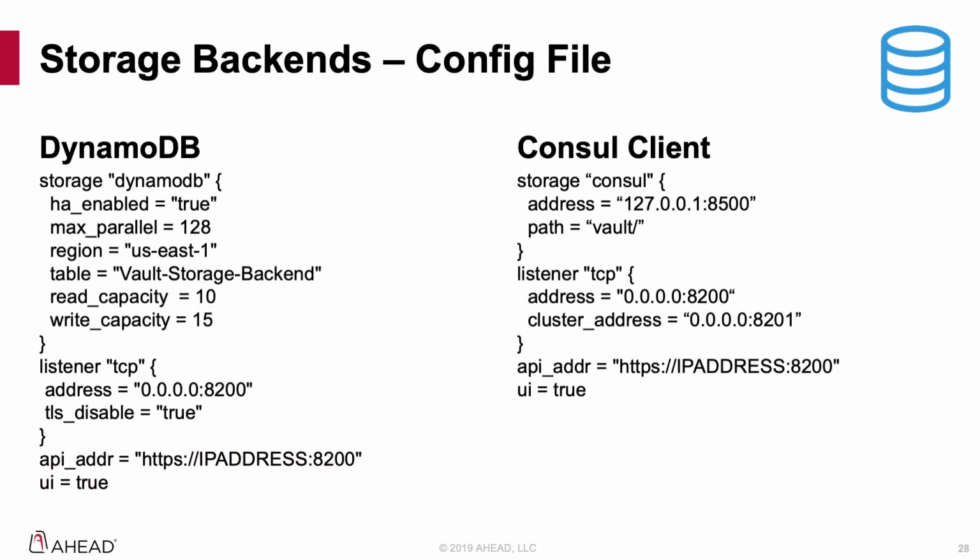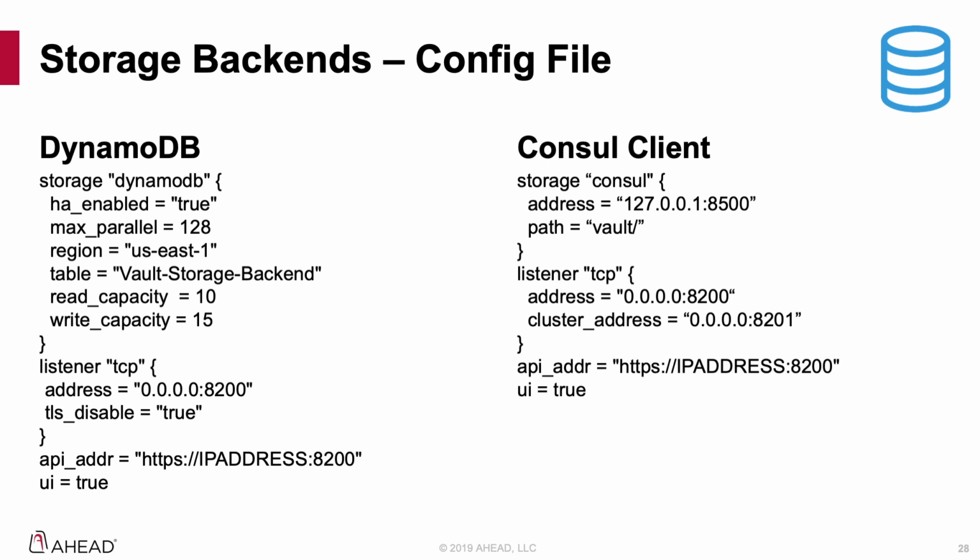So an example of the configuration file here. The one on the left, DynamoDB, is what I started off using and sometimes still use for a demo. Just quick and easy. You say storage, backend is going to be DynamoDB. You have different parameters for that, right? Region is going to be us-east-1. The table within DynamoDB is called vault-storage-backend. So that's how you would set up DynamoDB. I've got TLS disabled on there, so you definitely want to use that in prod, but just note that.